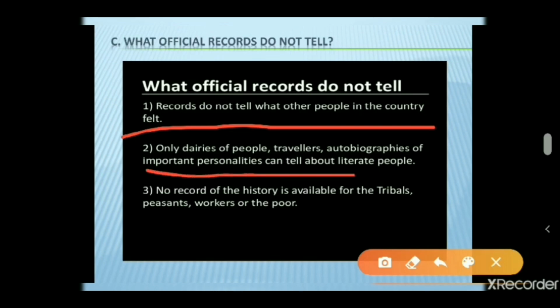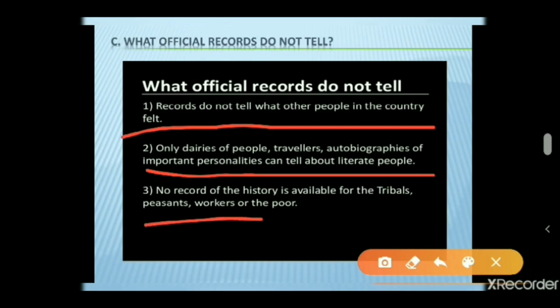Only diaries of people, travelers, and autobiographies of important personalities can tell about literate people. So where do we find these records? Only in the diaries of some people, travelers, and the autobiographies written by some of the important personalities.